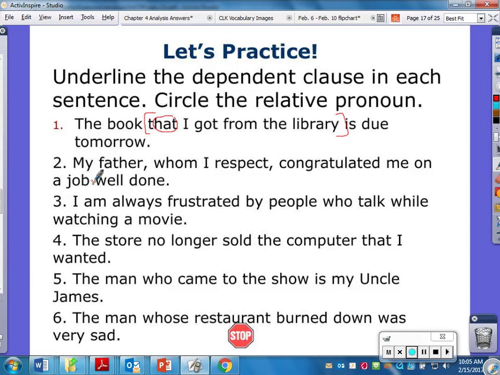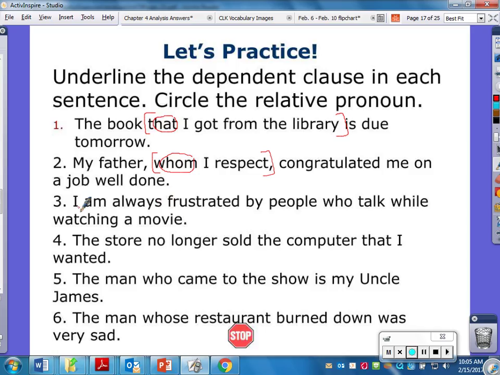Look at number 2. My father, whom I respect, congratulated me on a job well done. Where is our relative pronoun? I see whom. Luckily for us, this dependent clause is already commaed off.